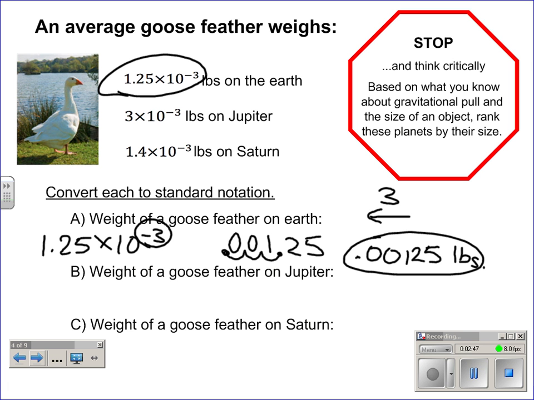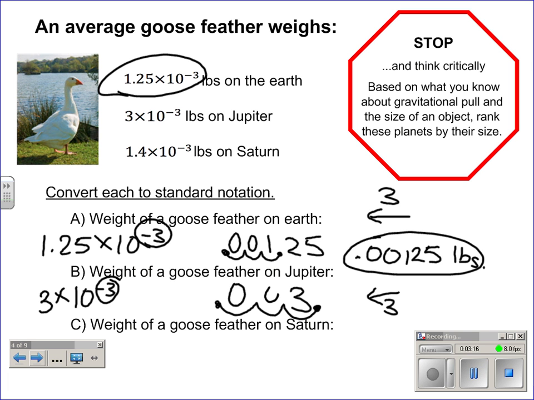In B, we're looking at the weight of a goose feather on Jupiter. So in scientific notation, it says 3 times 10 to the negative third. I'm going to write the 3 over here to the right. I'm going to write in where the decimal was originally, and then I know that since this is a negative number, we're going to be moving the decimal to the left 3 times. So we move it 1, 2, 3 times to the left, and I need to put in 2 zeros to hold the place value. So my final answer here is 0.003 pounds. That's the weight of the goose feather on Jupiter.